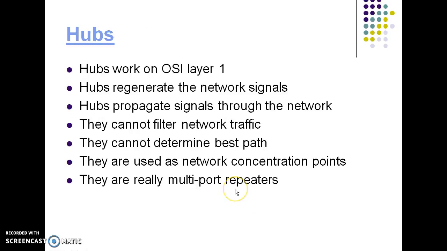Now next slide. Hubs. Hubs work on OSI layer 1. Hubs regenerate the network signals. They propagate signals through the network. They cannot filter network traffic. They cannot determine best path. They are used as network concentration points. They are really multi-port repeaters.